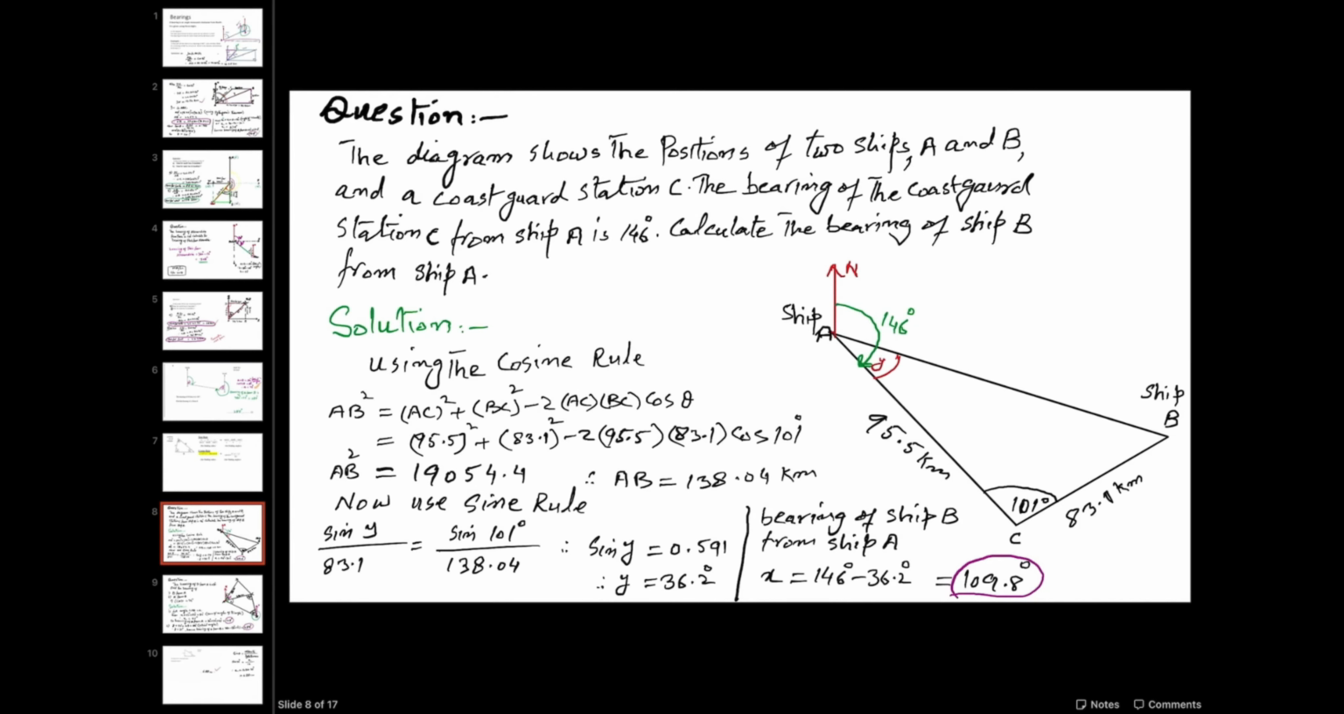Now guys, the next question is, the diagram shows the position of two ships A and B and a coast guard station C. The bearing of the coast guard station C from ship A is 146 degree. Calculate the bearing of ship B from ship A.